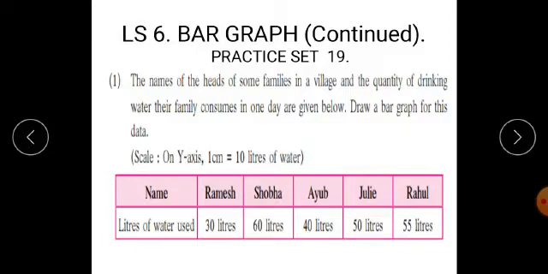Now, let's start with practice set 19. The first question for you: the names of the heads of some families in a village and the quantity of drinking water their family consumes in one day are given below. Draw a bar graph for this data. And scale is also given. On y-axis, 1 centimeter is equal to 10 liters of water. Names are given and liters of water used. Ramesh 30 liters, Shobha 60 liters, Ayub 40 liters, Julie 50 liters, and Rahul 55 liters.